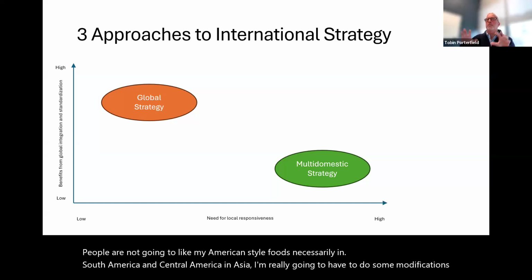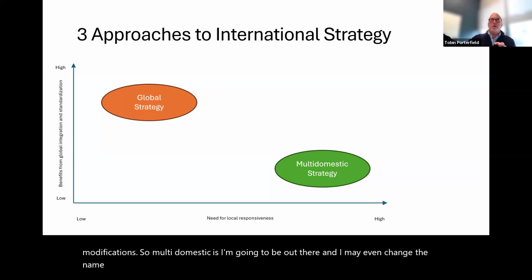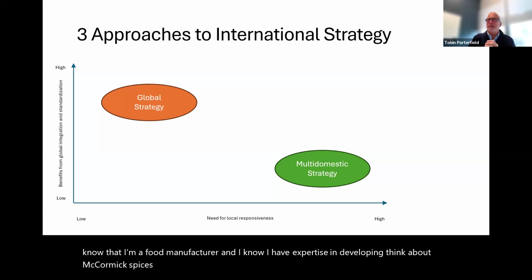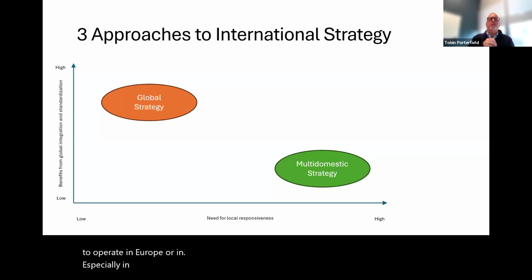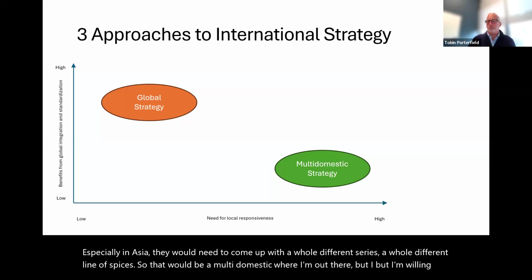So multi-domestic is where I'm going to be out there, and I may even change the name of my company so I market under different names in these different countries. But I know that I'm a food manufacturer and I know I have expertise in developing food. Think about McCormick spices. McCormick is really good at making spices here in the US. If they were to operate in Europe, or especially in Asia, they would need to come up with a whole different line of spices. So that would be a multi-domestic strategy, where I'm out there, but I'm willing to completely customize my products.